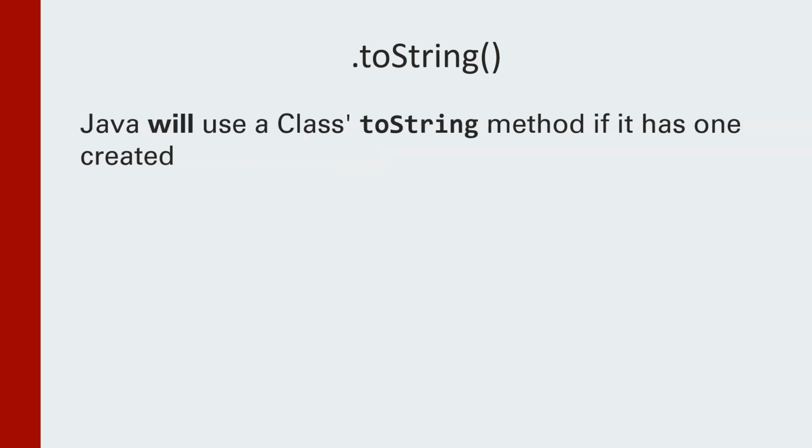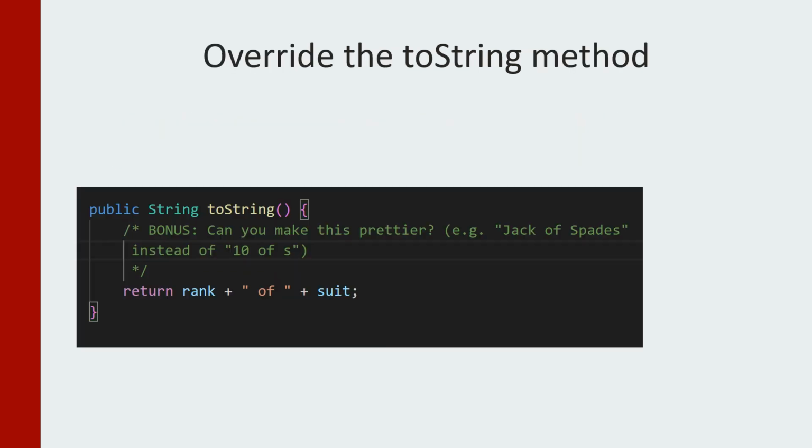Now, Java will use a class's toString method if it has one created. So you can override the toString method, as I did. So rather than having it return something like Card at 15df3, I have it return rank of suit. So a recommendation to you, when you're trying this out, is to think about writing a better toString method. For example, you maybe want to have it return something that looks like Jack of Spades instead of 10 of S. So having it write out the whole word and even the names of the cards if they have them would be a good way to practice writing a toString method.